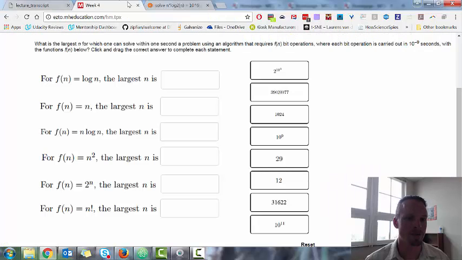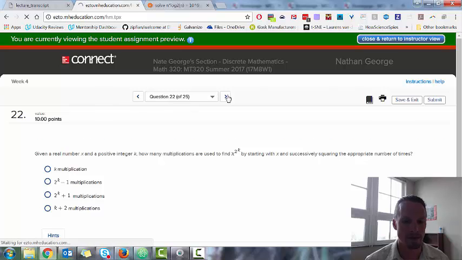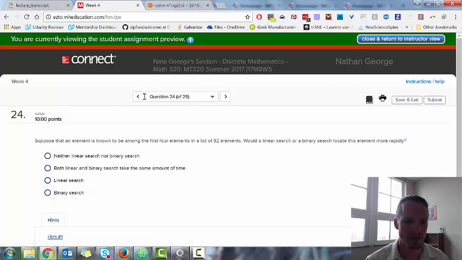The other one that was a little bit tricky was one on bit strings. See if I can find it here. Oh, I think that was it.